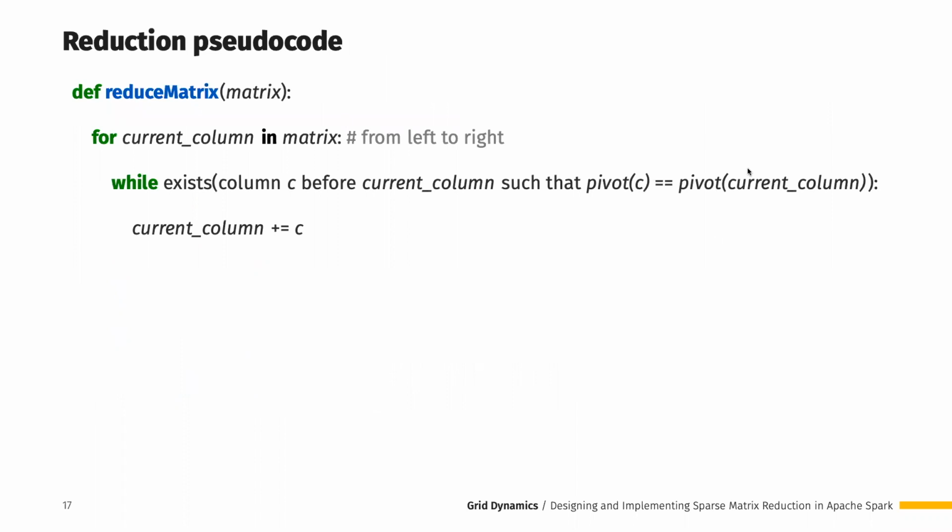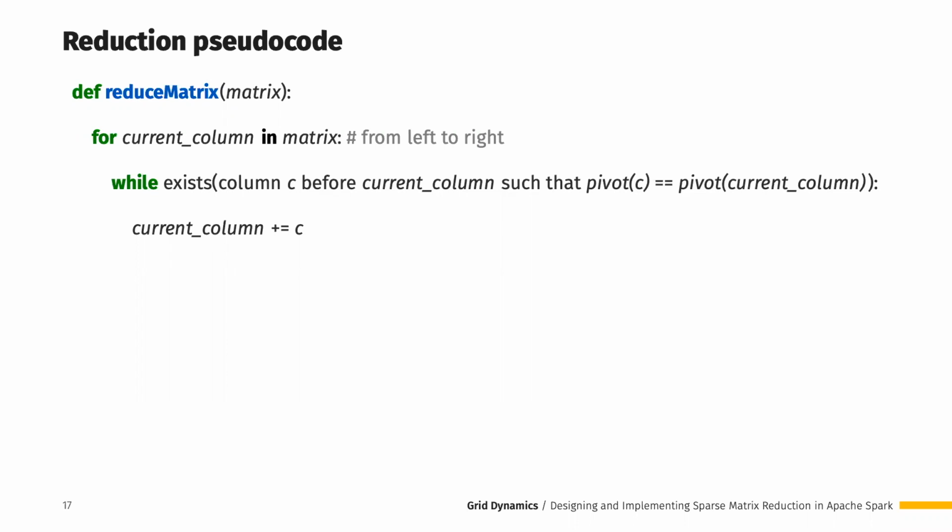Okay, we are ready for the pseudocode for today. But let me first say, what does it mean that a matrix is reduced? It means that no two columns in this matrix have the same pivot, at least if they are not 0 columns. If they are 0 columns, we do not care. But if they are non-zero columns, we do not want to have 2 columns with the same pivot.